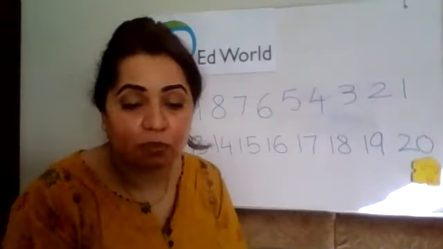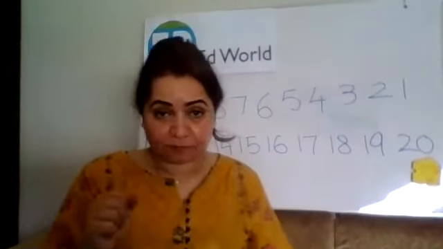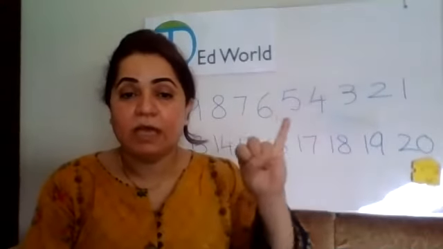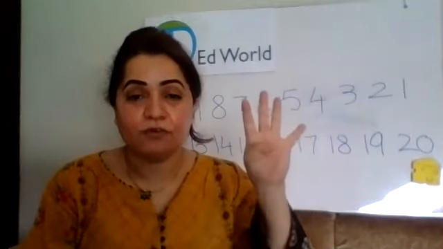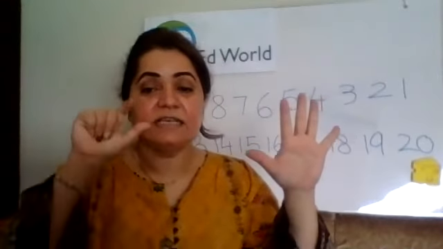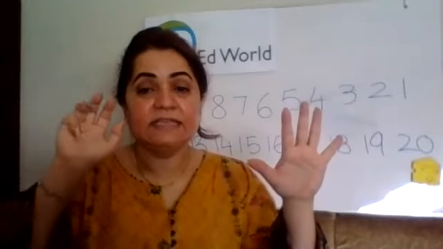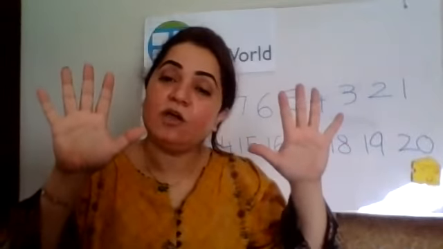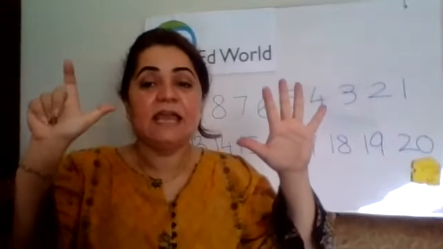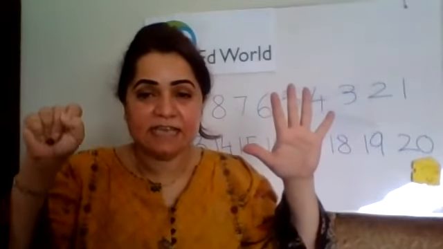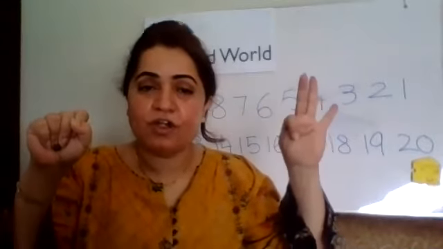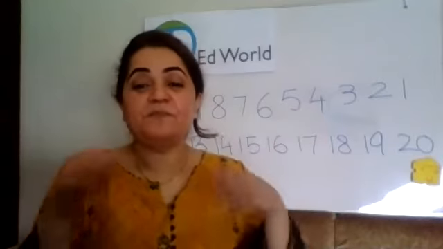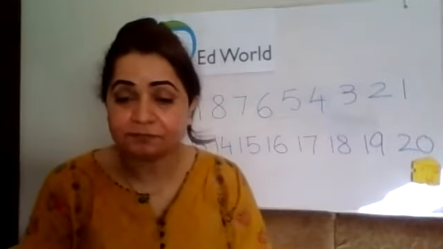So there are 2 ways to count. So we are going to count till 10, right? And then we will count from 10 till 1. 1, 2, 3, 4, 5, 6, 7, 8, 9, 10. So we did forward counting right now, right? And now 10, 9, 8, 7, 6, 5, 4, 3, 2, 1. This is backward counting, right?